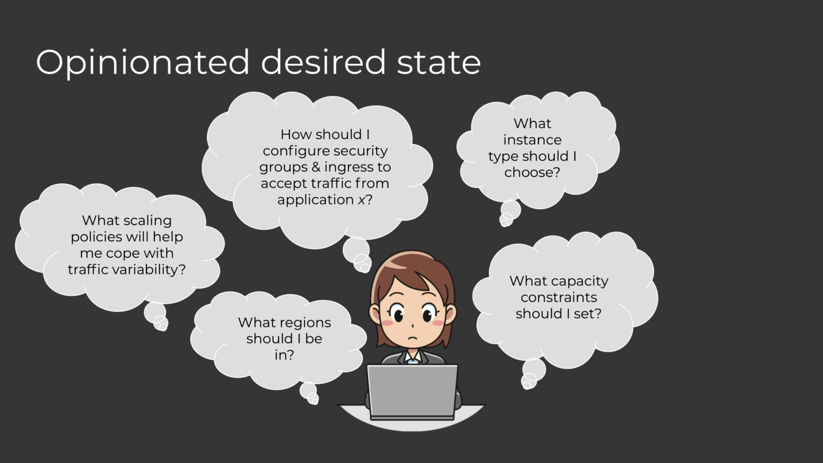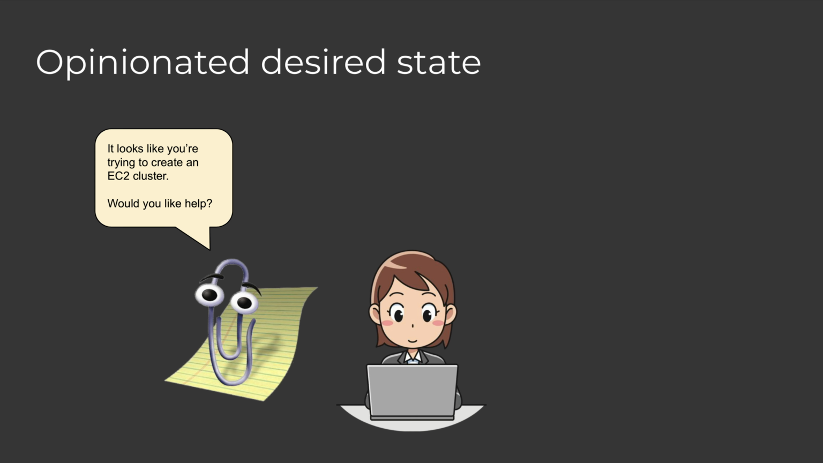What capacity constraints should I set? What region should I be in? What scaling policies will help me deal with my traffic variability? What instance type should I use? How should I configure security? That's something we deal with over and over again. And we want to build something that makes this easier for people.